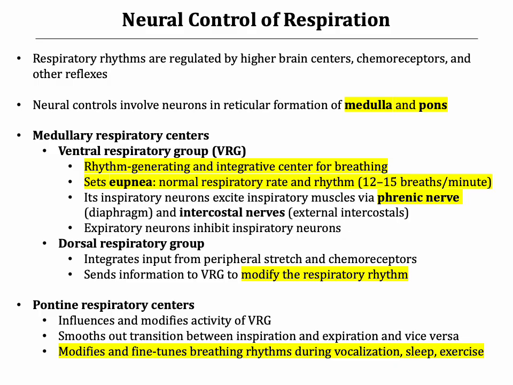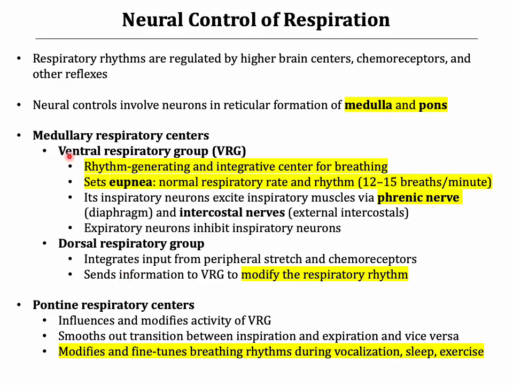We consider neural controls of respiration. It can be regulated by higher brain centers, so our thinking brain, right? We can control our breathing. But then there are more involuntary reflexive things that control respiration, like our chemoreceptors and then our brainstem structures, the medulla and pons. For the medulla, there's a ventral respiratory group and a dorsal respiratory group.